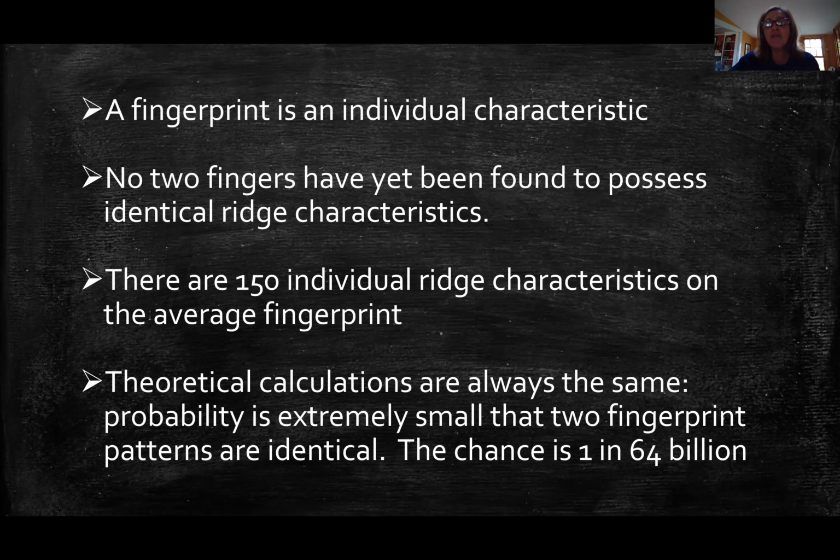There are upwards of 150 individual characteristics on each one of your fingerprints. So if a full fingerprint is left at a crime scene, they're going to be able to pull out upwards of 150 unique things about that print. Theoretical calculations are always the same. The probability is extremely small that two fingerprint patterns would be identical. In fact, the odds are 1 in 64 billion.